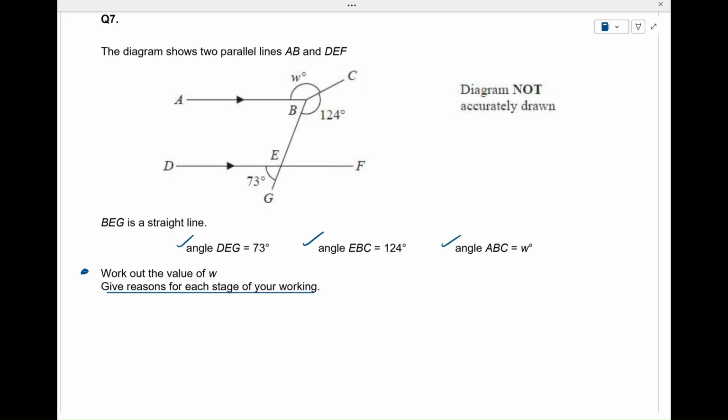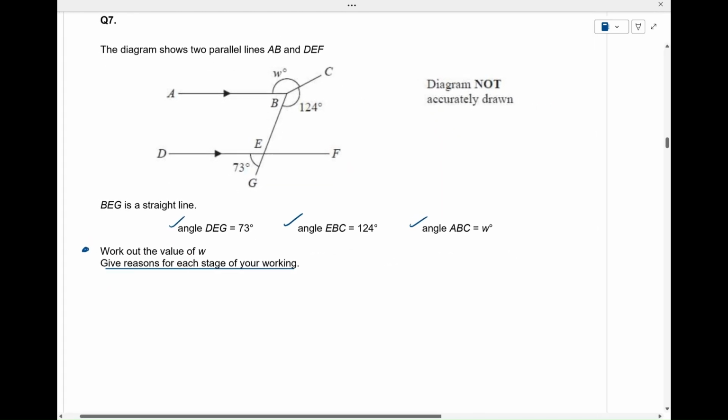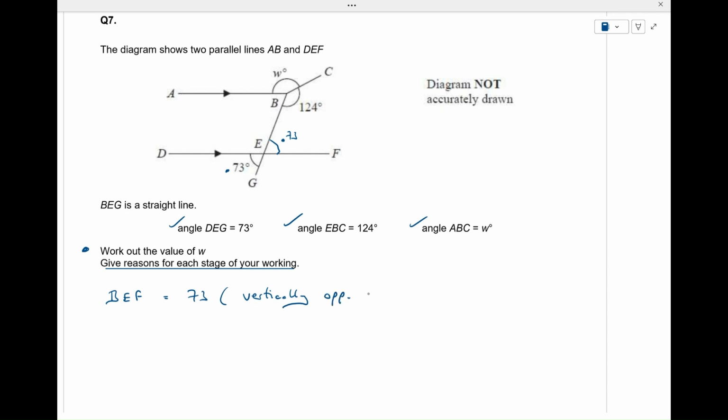Right, here we go. Well, I'm not sure what to do. So I'm just going to find what I can. See that 73? And that angle there is also going to be 73, isn't it? Because they're vertically opposite. So I'm going to write BEF equals 73, vertically opposite angles are equal. Great.